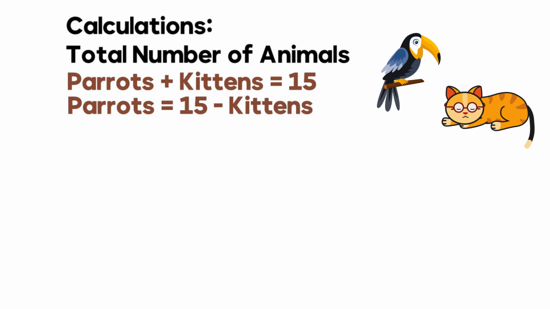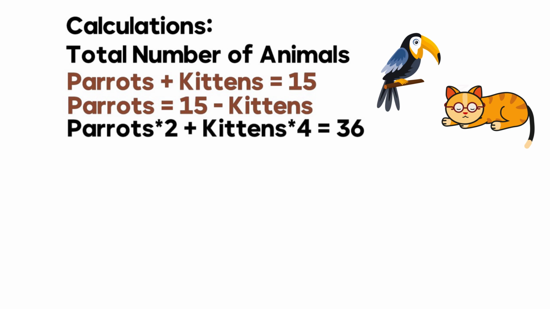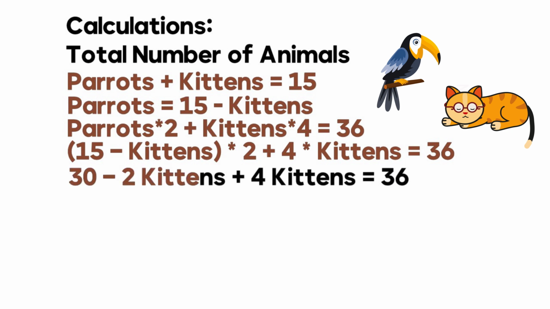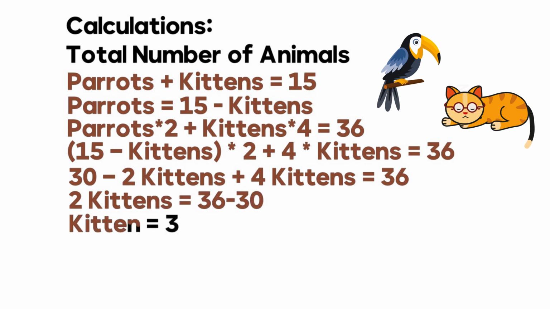We can do a similar expression based on the number of legs. 2 multiplied by number of parrots plus 4 multiplied by the number of kittens equals 36. Now let's replace parrots in this expression with 15 minus kittens. So (15 minus kittens) multiplied by 2 plus 4 multiplied by the number of kittens equals 36. Which means 30 minus 2 kittens plus 4 kittens equals 36. After simplification, 2 kittens equals 36 minus 30, which means that there are 3 kittens in the store.